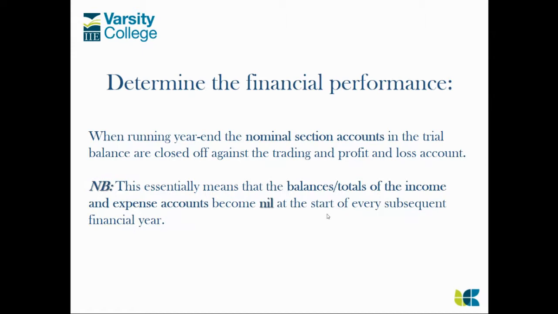When running year-end procedures, the nominal section accounts in the chart balance are closed off against the trading and profit and loss accounts. So the two temporary accounts, we're closing off the nominal account section in your chart balance. So in other words, what are we saying? We're saying our incomes and our expenses all get closed off to either the trading account, the first temporary account, or your profit and loss.